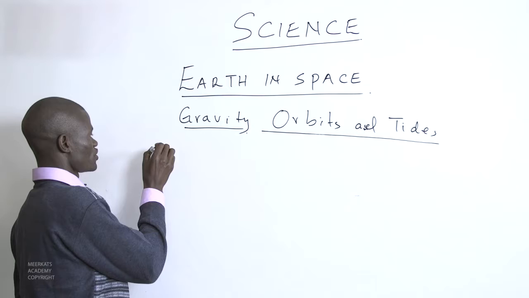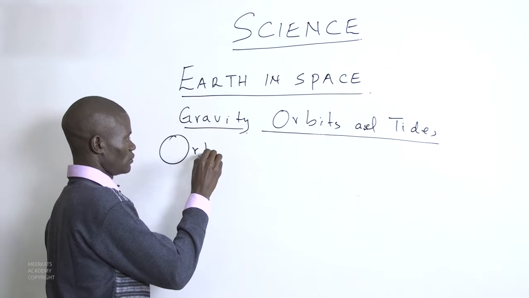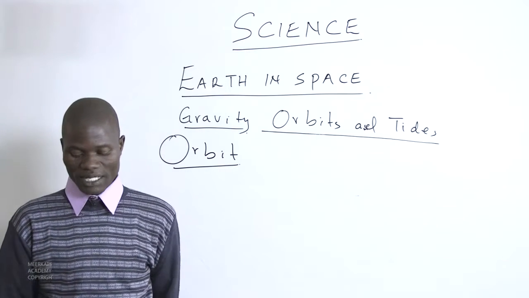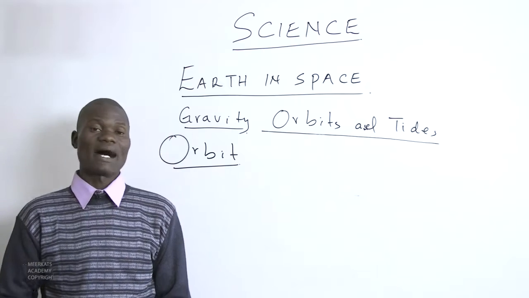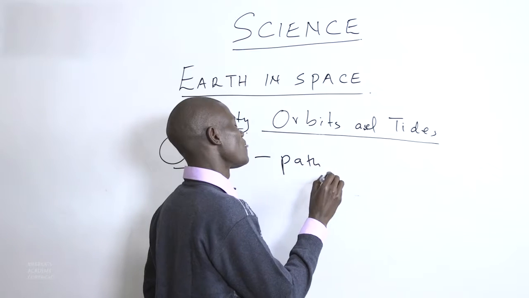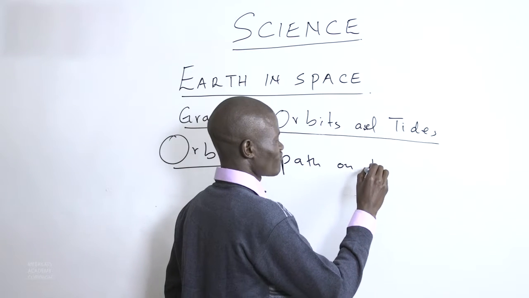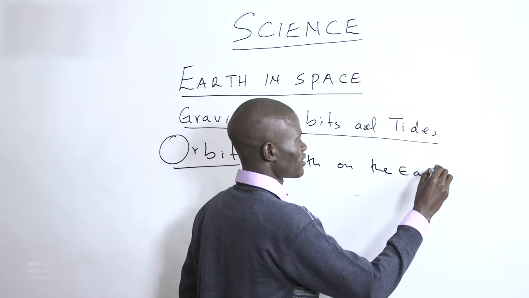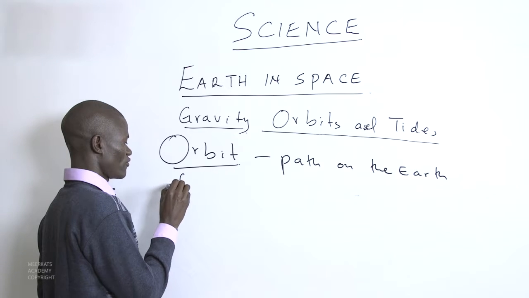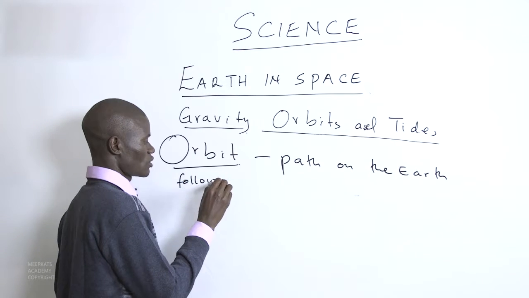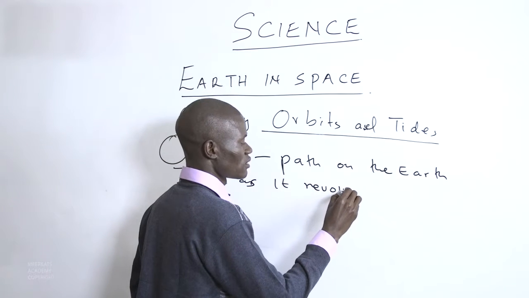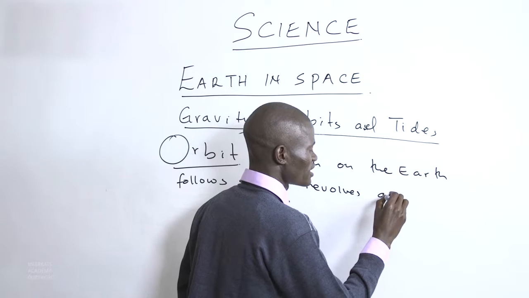Let's look at an orbit. An orbit is a path. This is simply a path on which the Earth follows as it revolves around the sun.